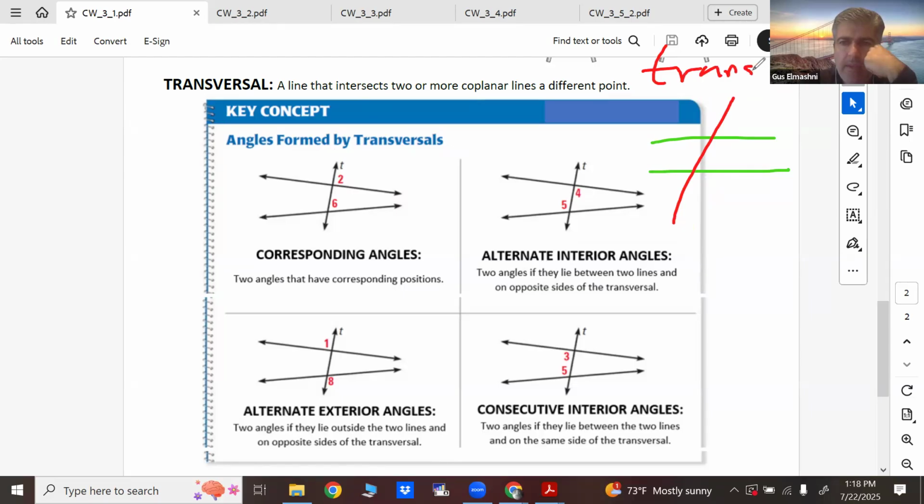So in red, that's my transversal. Now corresponding angles, 2 and 6 are called corresponding angles. I don't know, just because they seem to correspond to each other. They have corresponding positions, I suppose. Alternate interior, they alternate on each side. They're on opposite sides of the transversal, but they're inside the two lines. Alternate exterior, again, they alternate, but they're outside. Consecutive interior, they're on the same side, but they're inside the two lines.